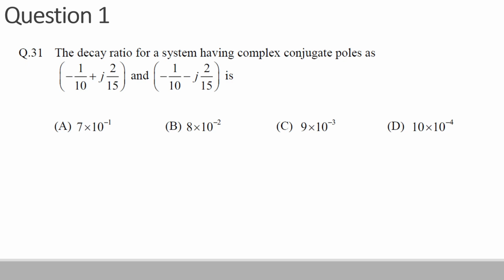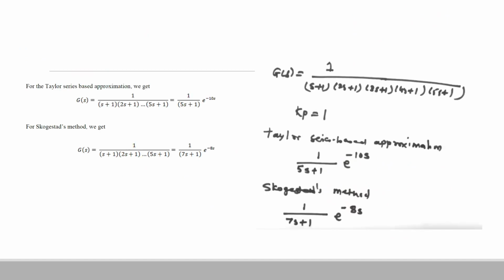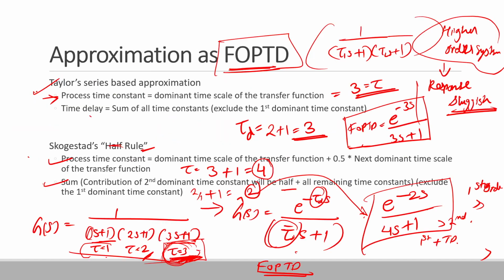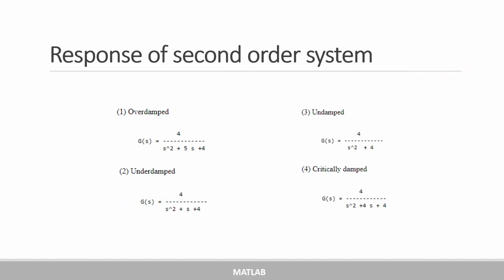And we studied the decay ratio of the system as this formula. You can note down this formula, that is exponential of minus 2 pi zeta upon under root of 1 minus zeta whole square. So we have to find the decay ratio for given this information.